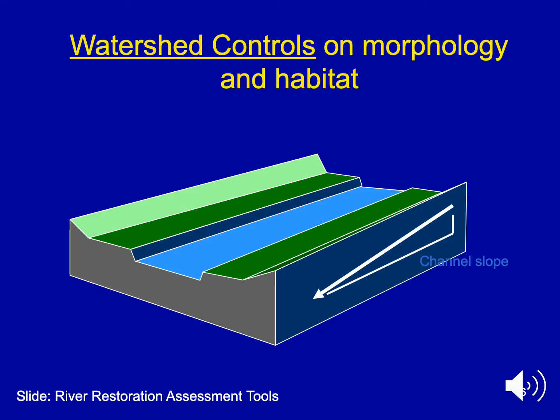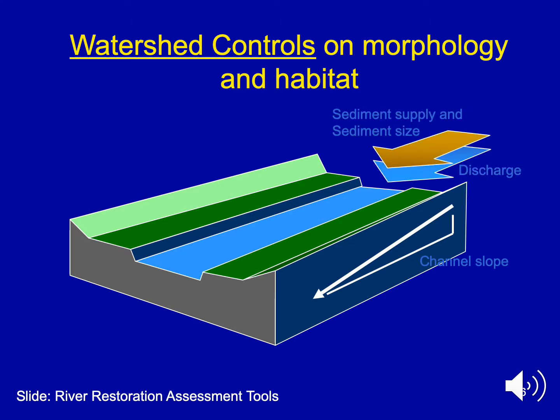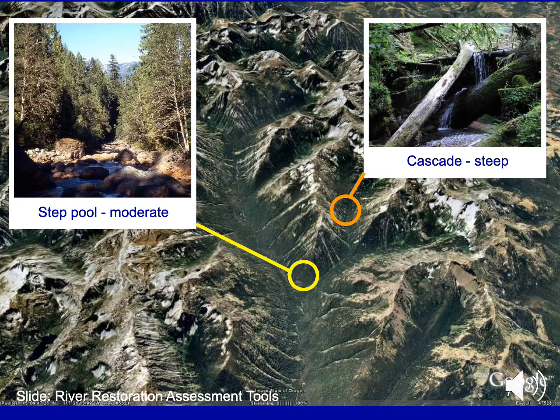So watershed controls on morphology, we're generally talking about channel slope, which we find is what's most correlated to your channel type, your discharge, your sediment supply, both volumetric and the size distribution of that sediment supply. Geomorphologists, we love classification systems. There's lots of them out there. I'm going to walk through looking from a watershed perspective at where you would find different channel types, and maybe you can get a little bit of an appreciation of what the watershed controls are and how that drives what kind of morphology you find.